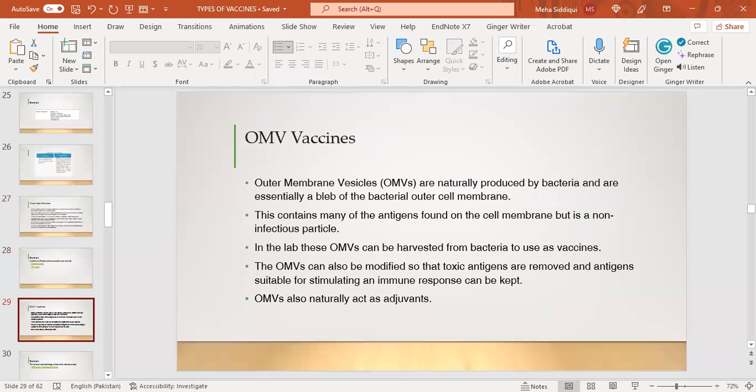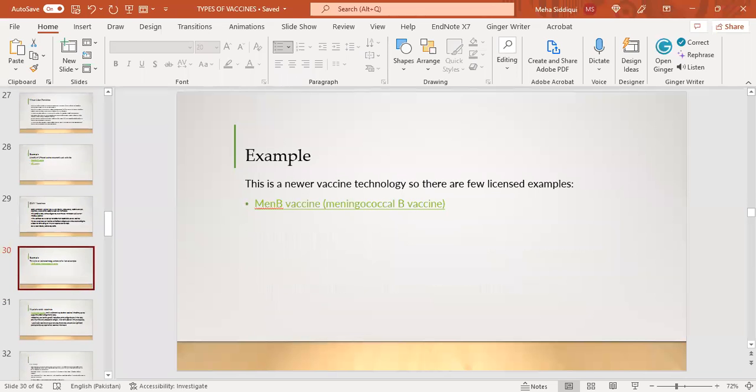OMV vaccines. OMV stands for outer membrane vesicles, which are naturally produced by bacteria and are essentially a bleb of the bacterial outer cell membrane. This contains many of the antigens found on the cell membrane, but it is a non-infectious particle. In the lab, these OMVs can be harvested from bacteria to use as vaccines. The OMVs can also be modified so that toxic antigens are removed and antigens suitable for stimulating an immune response can be kept. They also naturally act as adjuvants. Example: this is a new vaccine technology, so there are few licensing examples, one of which is the meningococcal B vaccine.